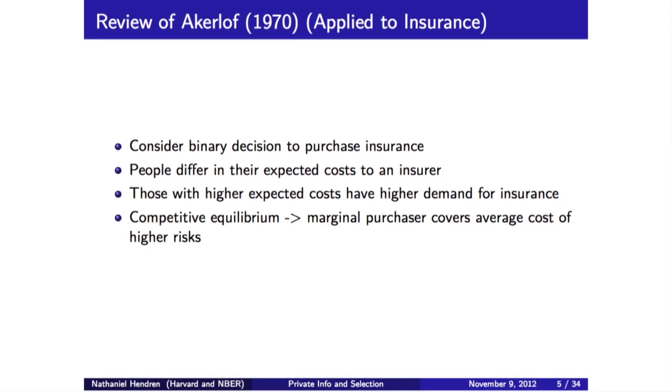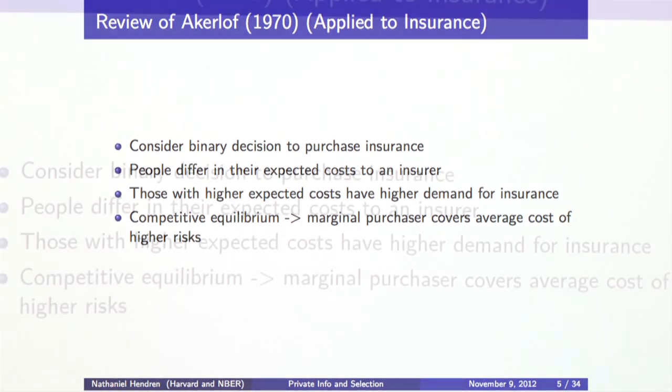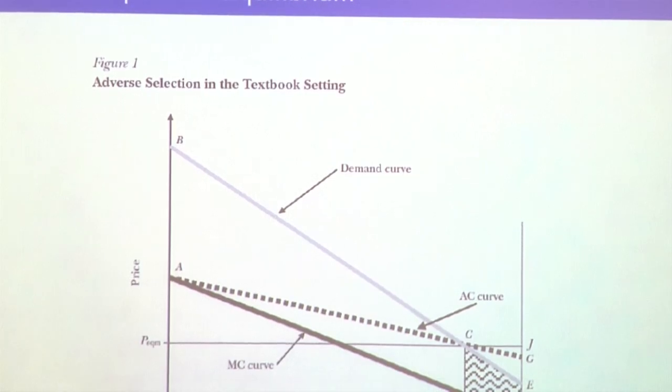And so Akerlof proposes a notion of competitive equilibrium in which a price would be a competitive equilibrium if it allows the marginal indifferent purchaser to be willing to cover the average cost of all the people who are willing to pay the insurance policy price. So that was a lot of words, but it's a lot easier to show this in graphs.